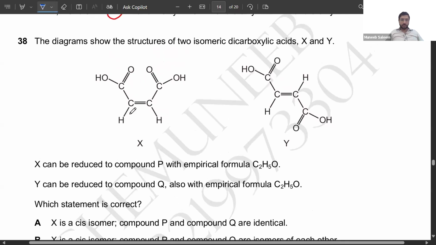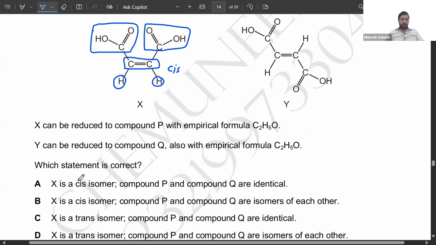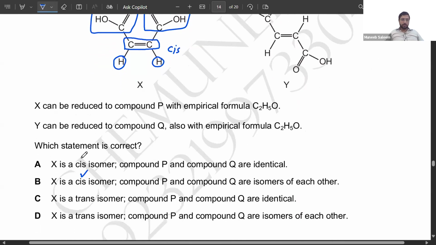So we can see here that there are two hydrogen atoms on one side of this carbon-carbon double bond, and then we have two carboxylic groups on the other side of the carbon-carbon double bond. So this type of structure indicates the cis type, since both hydrogens are on one side and both carboxylic groups are on the other side of the carbon-carbon double bond. So this is cis. So from here, the correct option becomes the cis isomer. It is not a trans isomer.